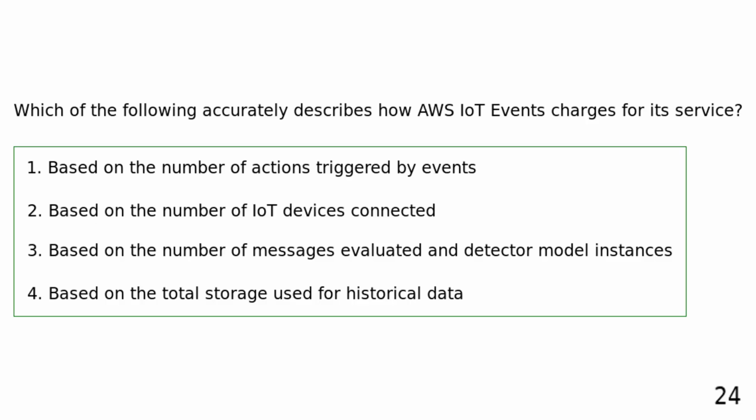Which of the following accurately describes how AWS IoT Events charges for its service? Based on the number of actions triggered by events. Based on the number of IoT devices connected. Based on the number of messages evaluated and detector model instances. Based on the total storage used for historical data.